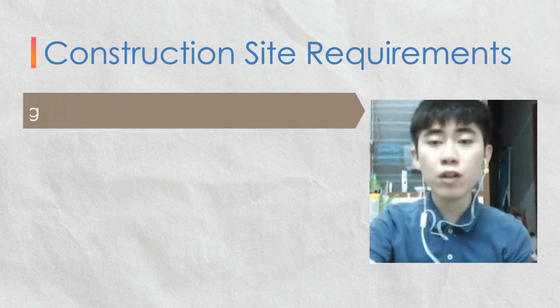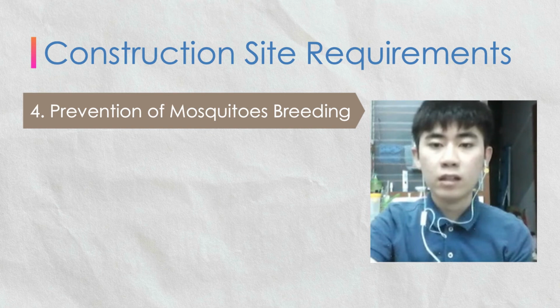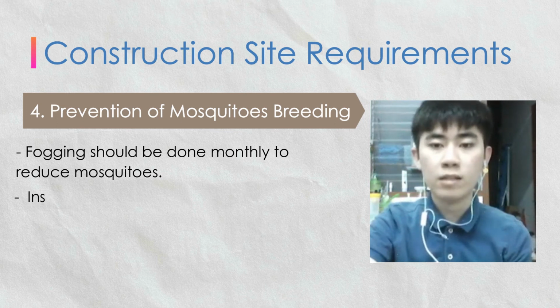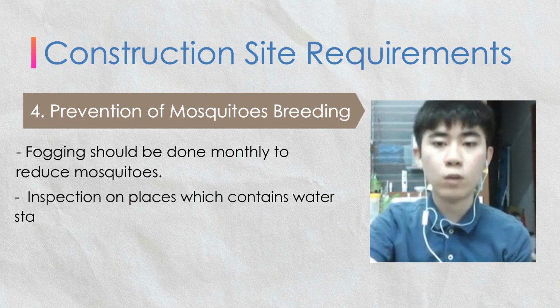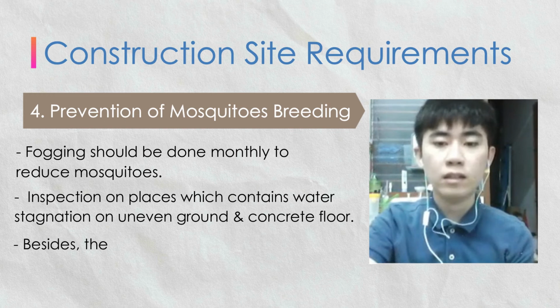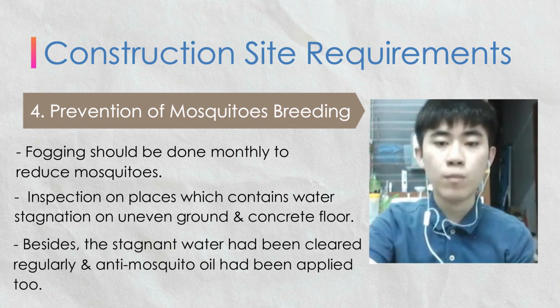The prevention of mosquito breeding is also applied in this project case study. The fogging was done mainly to reduce mosquitoes to avoid the Aedes. Inspections are done on places which contain water stagnation, or on uneven ground and concrete floors. Besides that, the stagnant water is cleared regularly and anti-mosquito oil has been applied too.